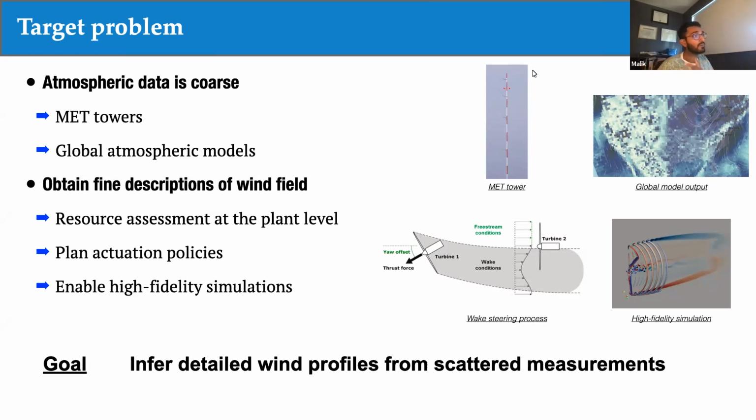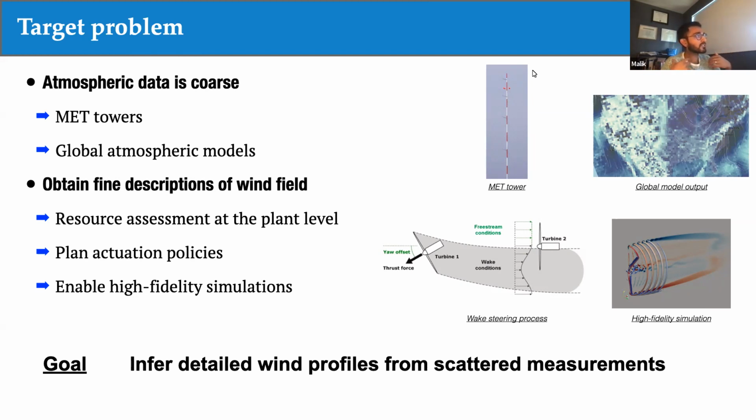Alternatively, you can use global atmospheric model outputs. There are people who run routinely global atmospheric models, which give you wind field data at, let's say, the kilometer scale. But really, for many applications that involve winds, we may be interested in much higher resolution data about the wind fields.